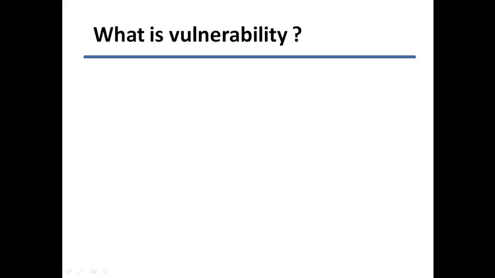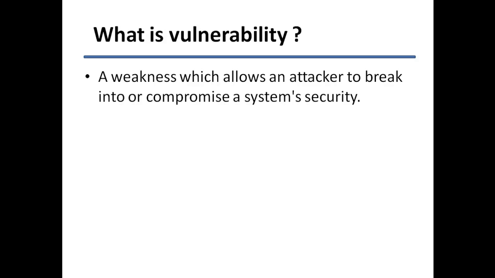What is vulnerability? A weakness which allows an attacker to break into or compromise a system's security is called a vulnerability. Well, how can you find a vulnerability and what is the main point of vulnerability? If you want to hack a computer, first you have to find a vulnerability in that computer. If that computer has a vulnerability, then definitely that computer is hackable and exploitable. But if that computer doesn't contain any kind of vulnerability, then it will be very difficult or almost impossible to hack into that computer or system.